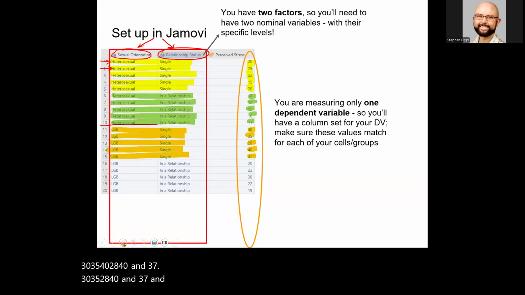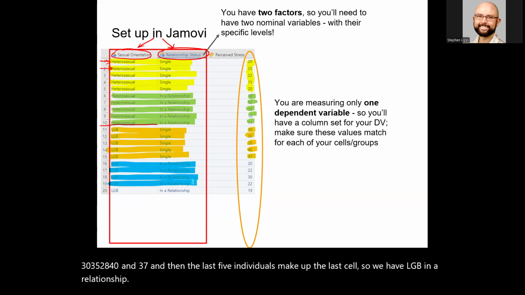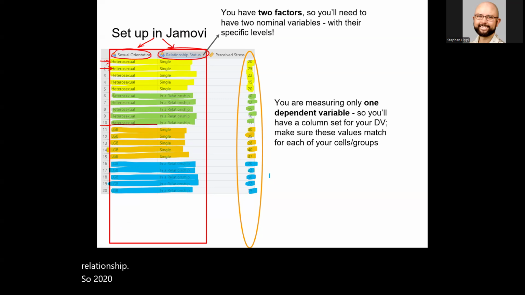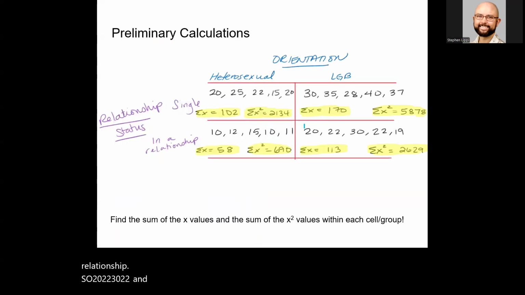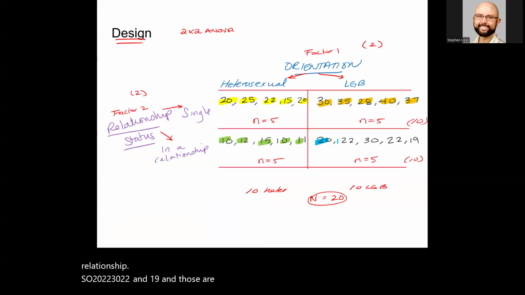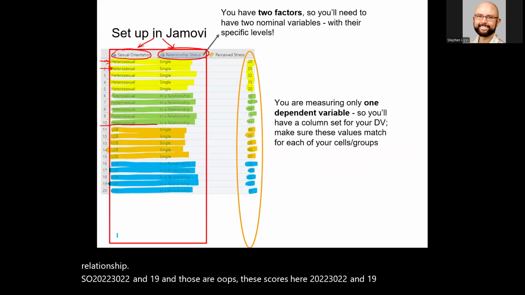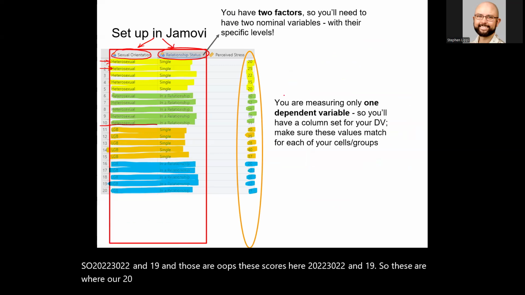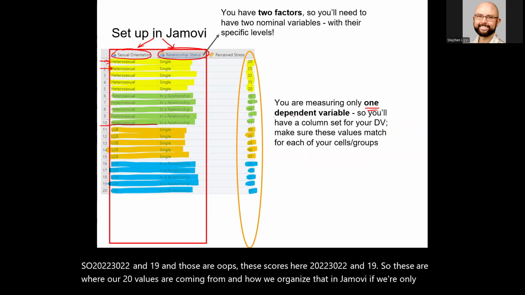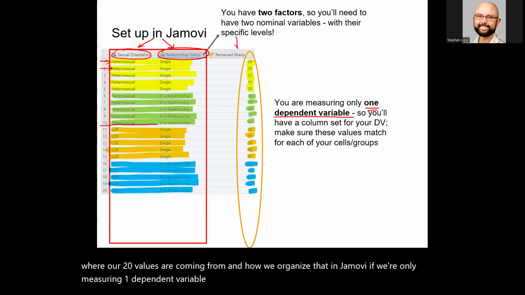And then the last 5 individuals make up the last cell. So we have LGBT in a relationship. So 20, 22, 30, 22, and 19. And those are these scores here, 20, 22, 30, 22, and 19. So these are where our 20 values are coming from and how we organize that in Jamovi. If we're only measuring one dependent variable, then you're just going to need that one column for your dependent variable.